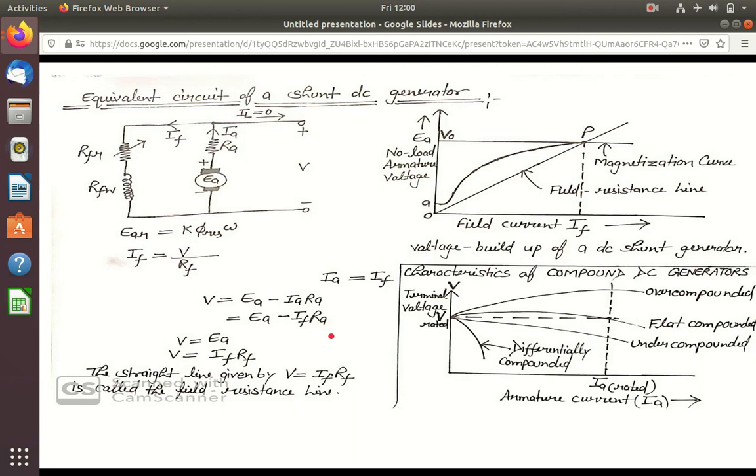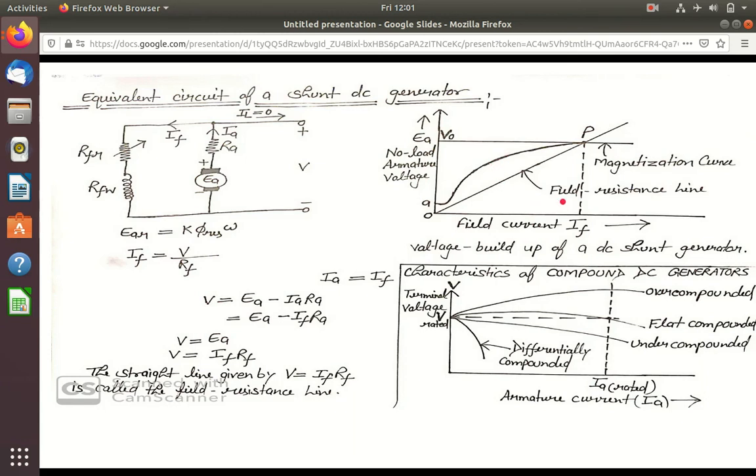Now if we are talking about the magnetization characteristic, we have a curve between no load armature voltage and field current IF. Vertically we have the no load armature voltage, and on the horizontal axis we have the field current IF. This is the magnetization curve for a separately excited DC shunt generator.